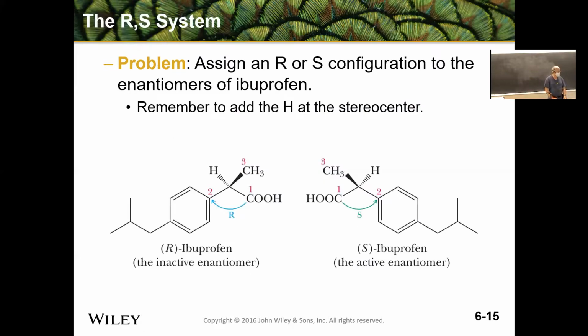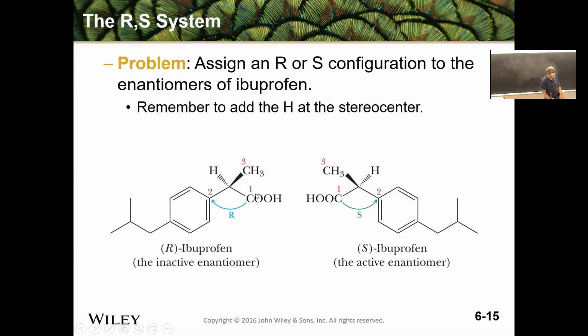Okay, so here's ibuprofen again. And the inactive isomer has the R configuration. The active enantiomer has the S. Okay, priorities are the same in these. So we've got carbon, carbon, carbon, and hydrogen. Hydrogen's last. This carbon is next to the last because the next atom out is a hydrogen.